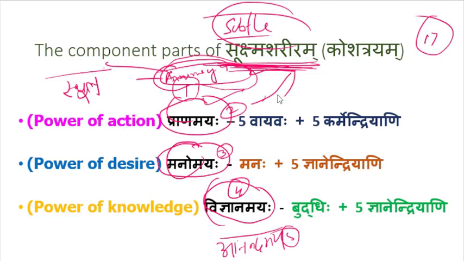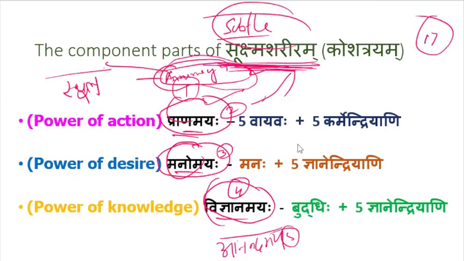So a question will be asked: these 3 koshas, Pranamaya, Manamaya, Vijnanamaya, belong to which Sariram, Stula or Sukshma? Your answer should be Sukshma Sariram. Or what are the components of Sukshma Sariram? That question may also be asked. That is, these 3: Pranamaya, Manamaya and Vijnanamaya.